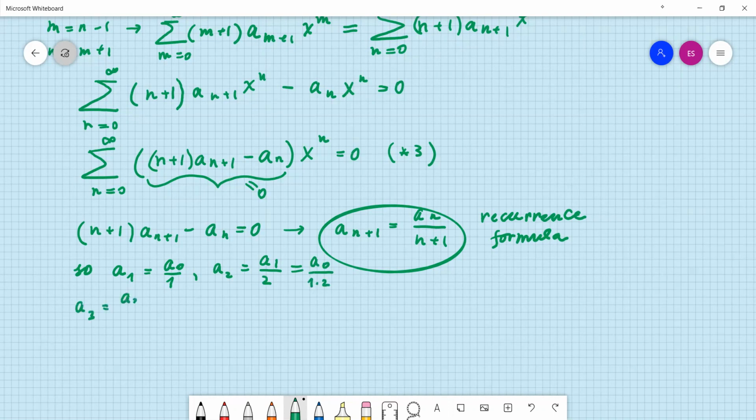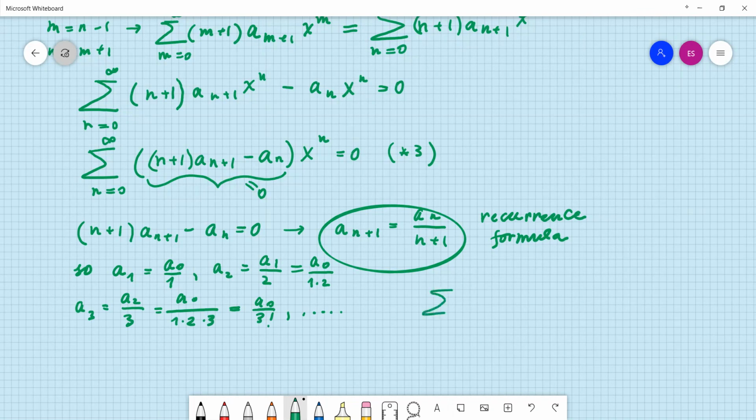A3 is a2 over 3, which is a0 over 1 over 2 over 3, right? And I'm going to write it down like a0 over 3 factorial. Sometimes it's going to be easy to see, sometimes not. But I can get all the coefficients and basically I solved my equation. So the solution of this equation is going to be a certain series with coefficients a0, a0 over 2 factorial, a0 over 3 factorial. I'm going to write down the answer, okay?